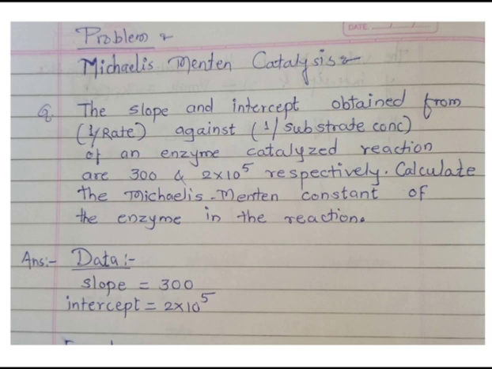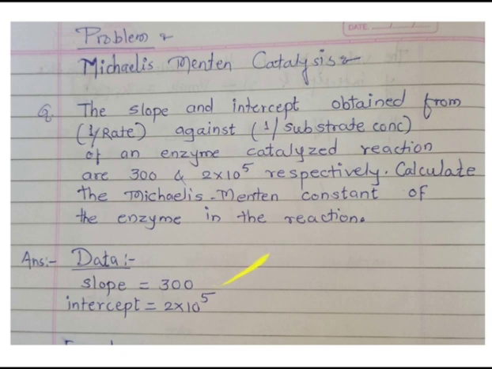The problem is: the slope and intercept obtained from 1 upon rate against 1 upon substrate concentration of an enzyme catalyzed reaction are 300 and 2 into 10 raised to plus 5 respectively. Calculate the Michaelis-Menten constant of the enzyme in the reaction. So on the y-axis is 1 upon rate, on the x-axis is 1 upon substrate concentration, and they have given us slope 300 and the intercept is 2 into 10 raised to plus 5.